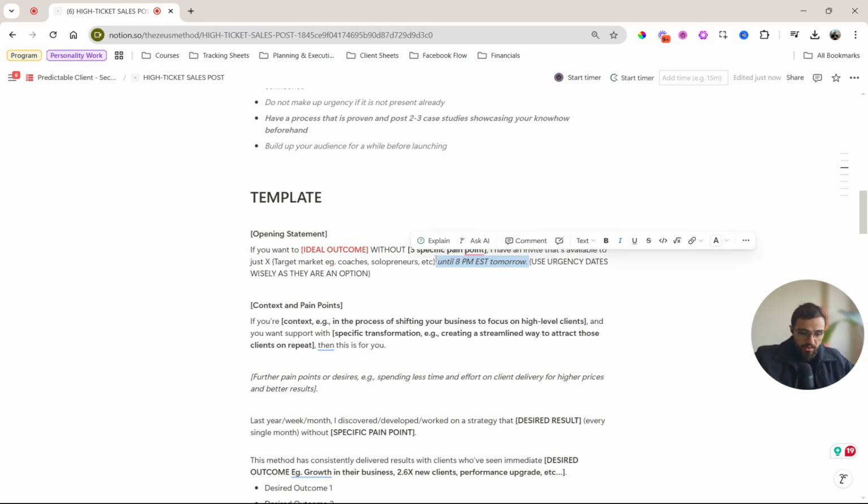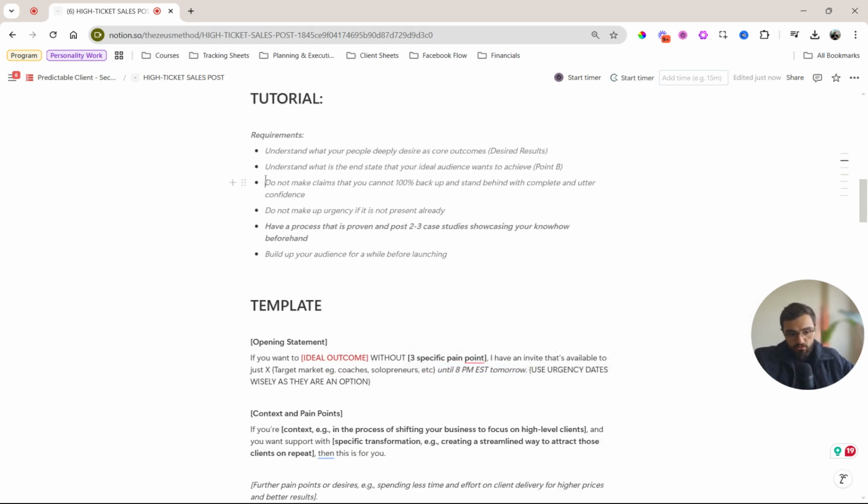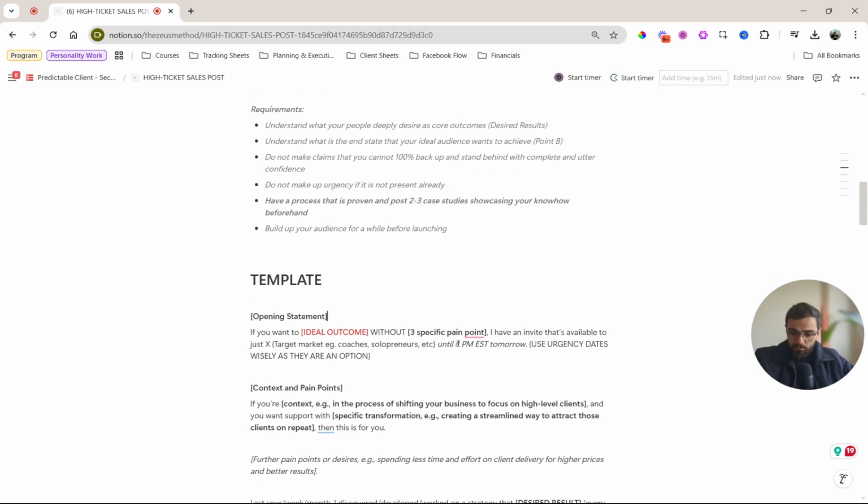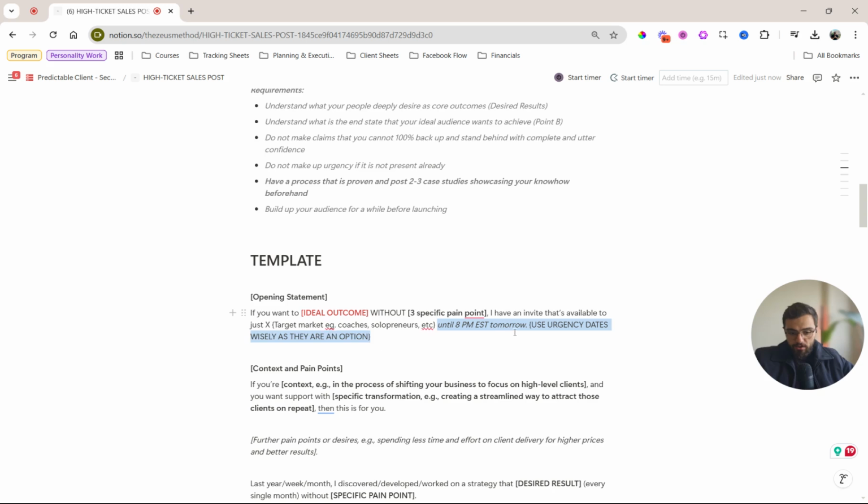Again, as I told you here, don't make claims that you cannot back up and don't make up urgency if it's not present. Cool? So if you don't have urgency that is present, if you don't have urgency that is like, it is urgent literally to solve that, don't make it up. Don't put it even. Why?